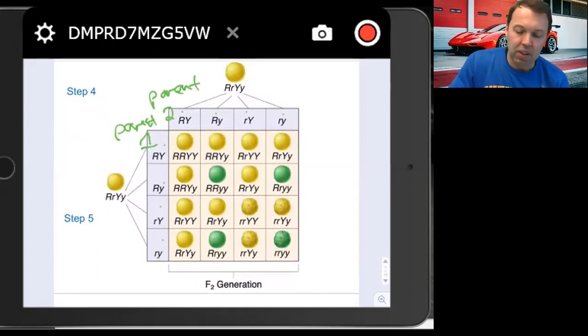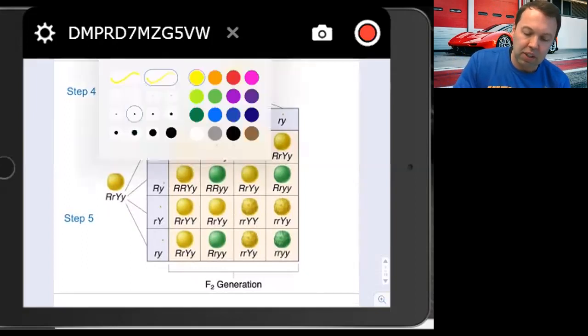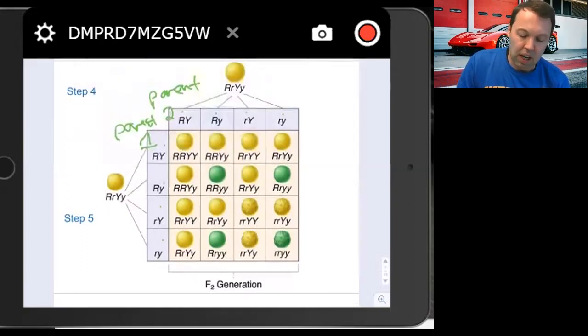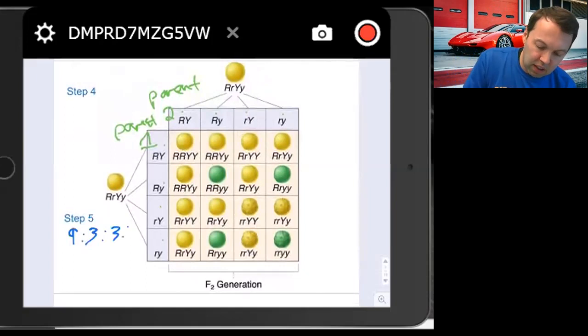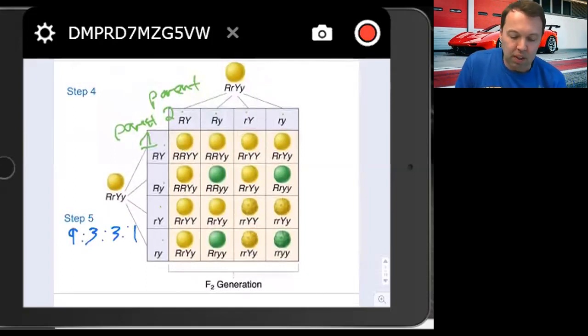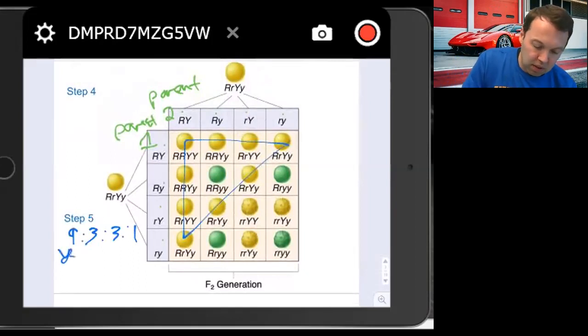Step 5 is an interesting ratio. These are kind of tough. Usually we just look at the phenotype ratio, okay? And a common pattern here is you're going to want to see a 9 to 3 to 3 to 1. So the first one is the one that's dominant for both traits. So you'll see those here. They're all yellow and smooth.